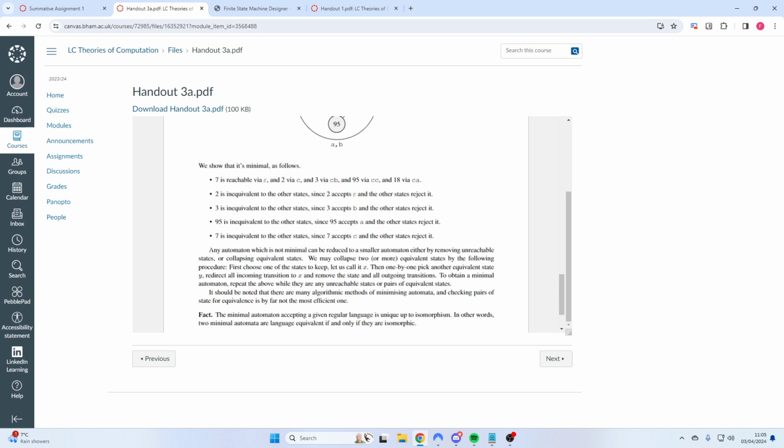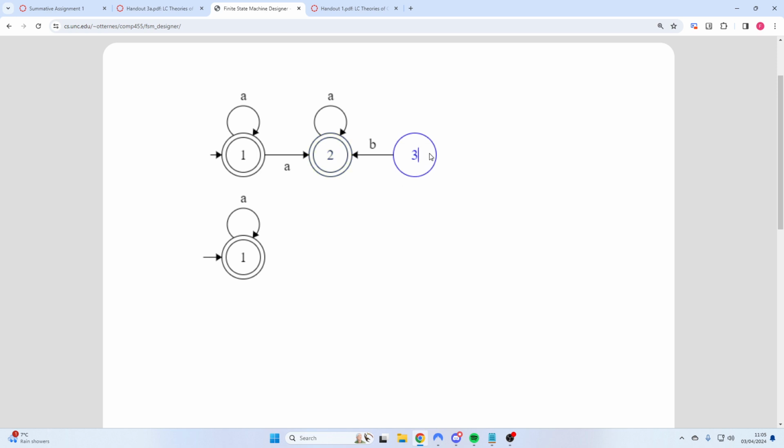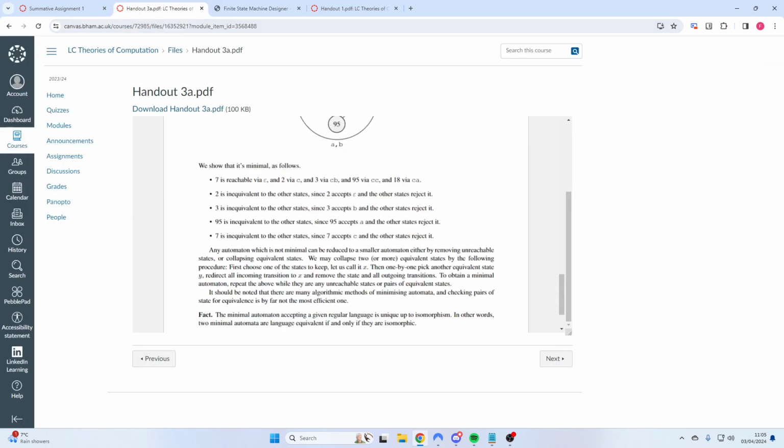Yeah, so any automaton that's not minimal can be reduced to a smaller automaton by removing the unreachable states, so just deleting 3, or by collapsing equivalent states. So if two states are the same, we can just collapse them in on each other. One by one, pick another state Y, redirect all incoming transitions to X and remove the state and all outgoing transitions. Because if it's equivalent, we can just merge them together pretty much and just keep one of them.